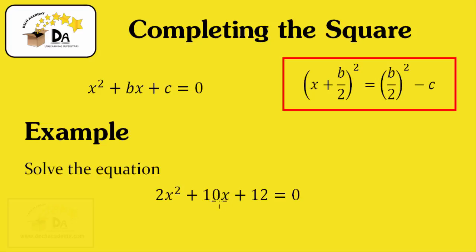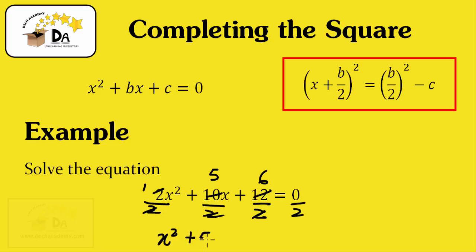So the first thing we have to ask ourselves is: is the given equation of the form where the coefficient of the x squared term is 1? The answer is no, because the coefficient of x squared here is 2. But if we divide this equation through by 2, the coefficient of x squared, we get an equation in the desired form: x squared, because 1 times x squared is x squared, plus 5x plus 6 equals 0 over 2, which is 0.